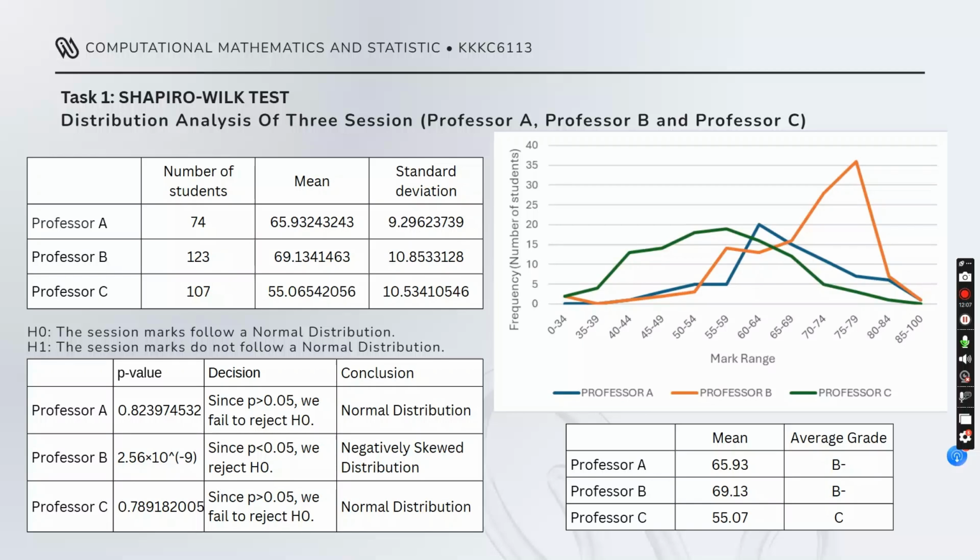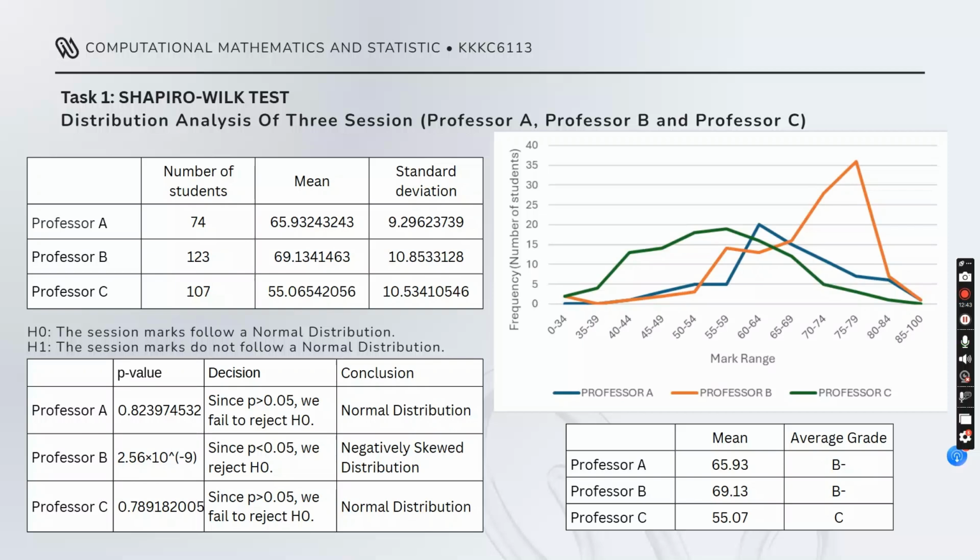To verify this observation statistically, the Shapiro-Wilk test was performed. The null hypothesis is that the examination marks follow a normal distribution. For Professor A, the p-value is greater than 0.05, so we fail to reject the null hypothesis. Therefore, the marks can be considered normally distributed. Professor C produced a similar result with a p-value greater than 0.05, indicating its marks also follow a normal distribution.